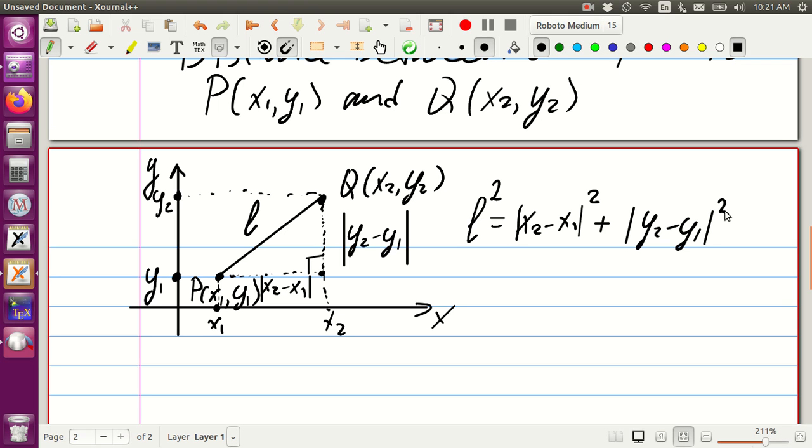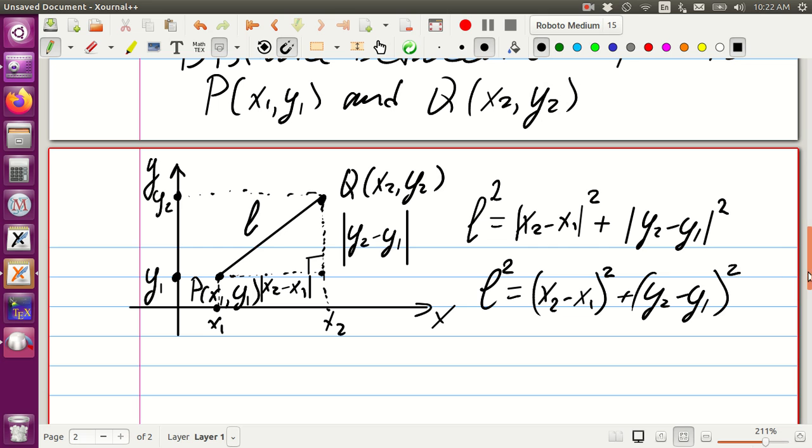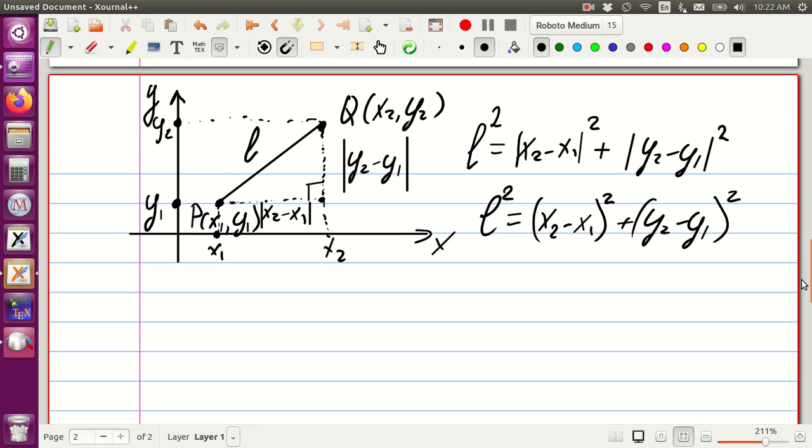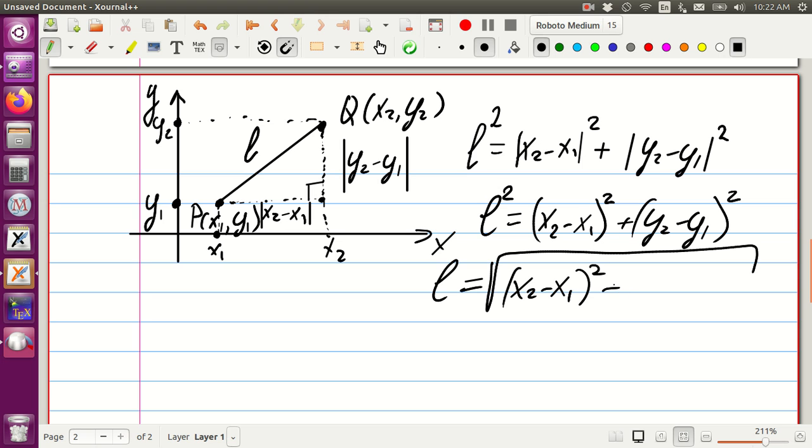But we know that any number squared is positive, so we can remove the absolute value sign from x2 and x1 and y2 and y1. So L squared is equal to (x2 minus x1) squared plus (y2 minus y1) squared. And the last step would be to take a square root on both sides. So L is equal to the square root of (x2 minus x1) squared plus (y2 minus y1) squared. And this would be the distance between 2 points.